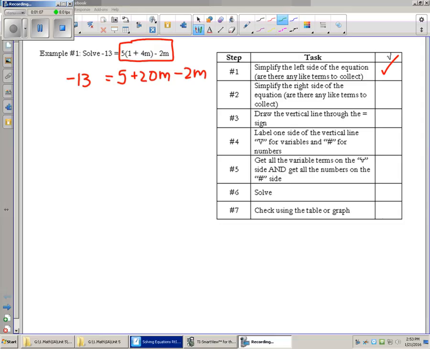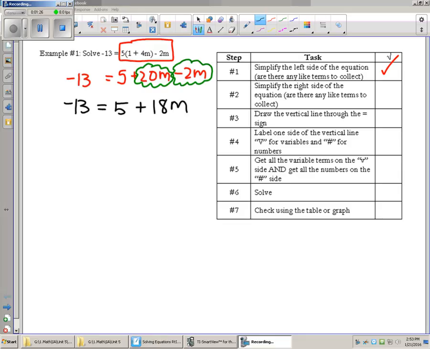So I have a variable term and a variable term. So I can combine those, which gives me 18m. So I'm going to rewrite everything. So negative 13 equals 5 plus 18m. So I've got everything simplified on the left, everything simplified on the right. So I'm going to check off task 2.